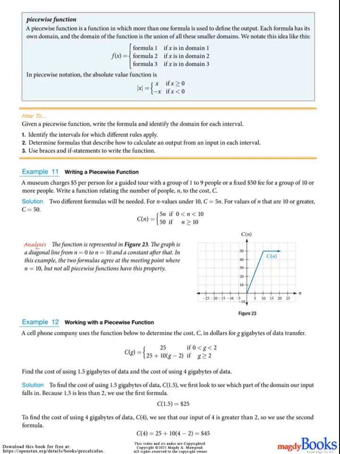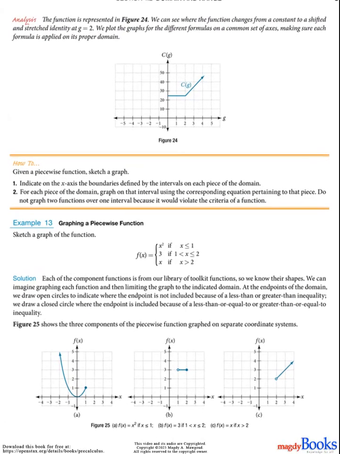Solution. To find the cost of using 1.5 gigabytes of data, C of 1.5, we first look to see which part of the domain our input falls in. Because 1.5 is less than 2, we use the first formula. C of 1.5 equals $25. To find the cost of using 4 gigabytes of data, C of 4, we see that our input of 4 is greater than 2, so we use the second formula. C of 4 equals 25 plus 10 times (4 minus 2), which equals $45.